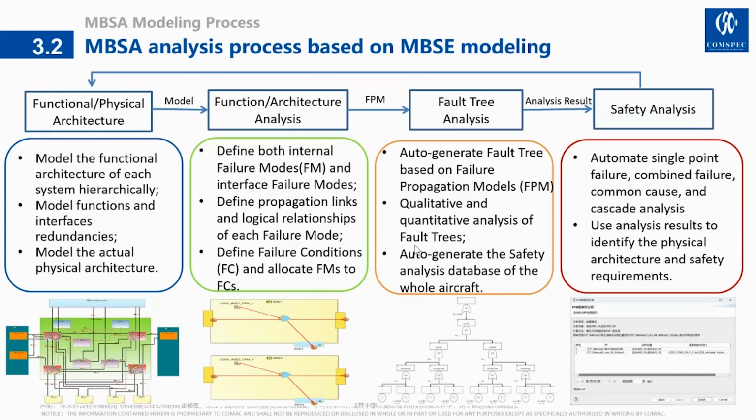The third step is fault tree analysis, which automatically creates a fault tree through the failure propagation model, conducts qualitative and quantitative analysis of the fault tree, and builds a safety analysis database of the range of the whole airplane. Based on the database, single-point failures, combined failures, cascading effects, and common cause can be analyzed. The analysis results can confirm the physical architecture and safety requirements.